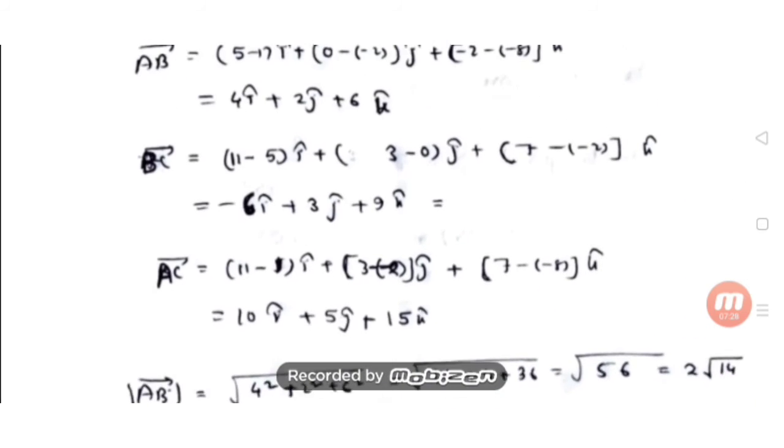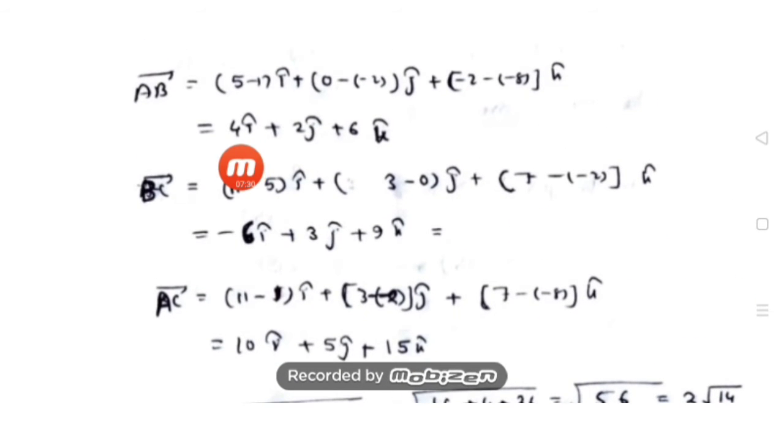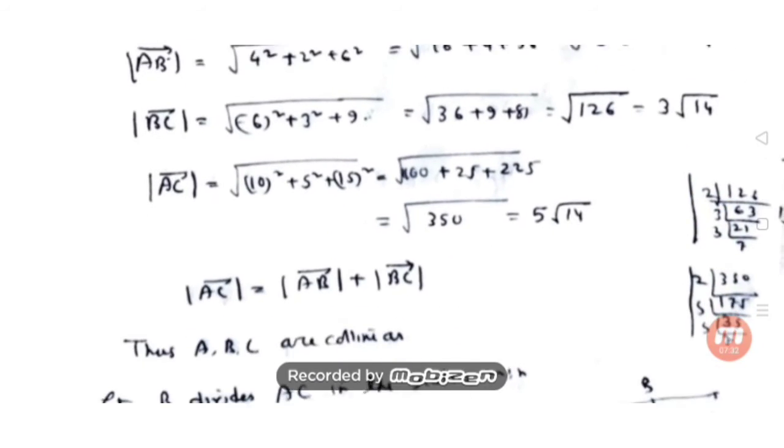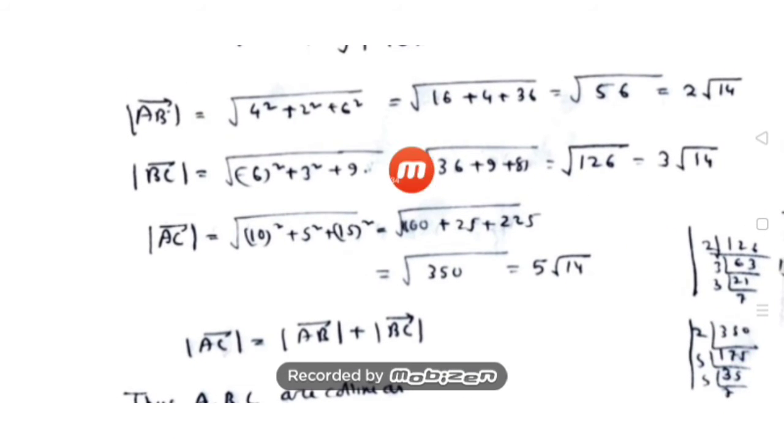So the AB value is the magnitude: 4 square plus 2 square plus 6 square. So 4 square plus 2 square plus 6 square gives 16 plus 4 plus 36, 40 plus 6, 56. Taking the square root and bringing out a factor, 2 root 14. Similarly I took BC and CA. This should be 6 square, not minus 6. I made a calculation mistake there, but the answer has no problem because 6 is the same, I did it the same way.